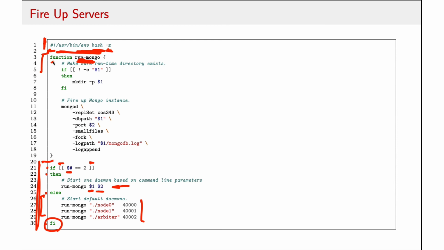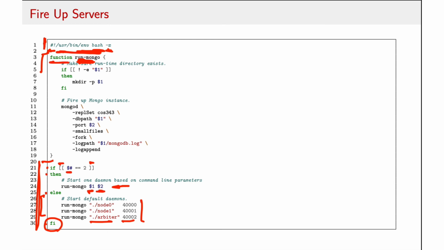So again, here's the syntax: function run Mongo, and the function can be passed arguments. As you're seeing here, I can pass arguments that come from the command line to this bash script, or I can hardwire them into the script if I so choose. So what's going to happen here inside of run Mongo is it's going to be able to access those command line parameters with the same silly syntax of $1 for the first argument, $2 for the second, and so forth.